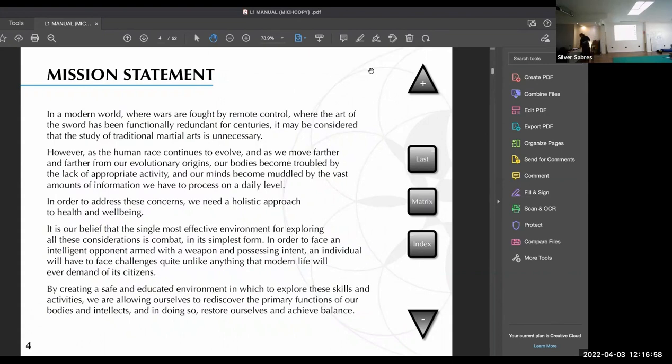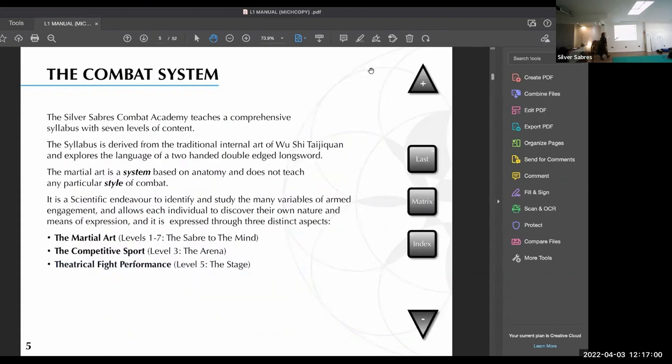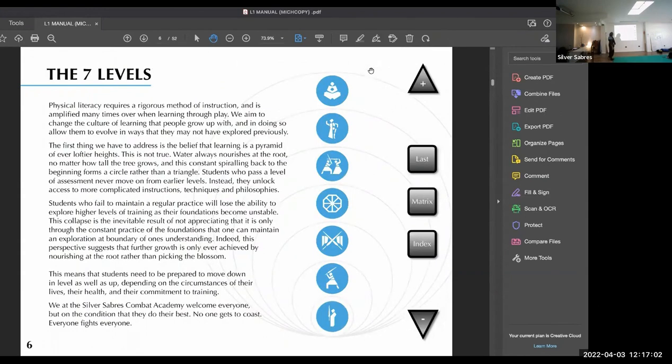Moving forwards, the 7 levels. Sorry. All right, 7 levels. Now this is, I want to create a new slide for making lemonade when you're dealt lemons.